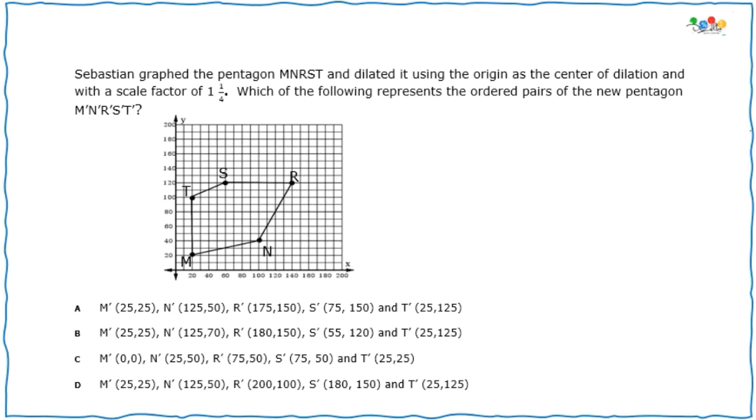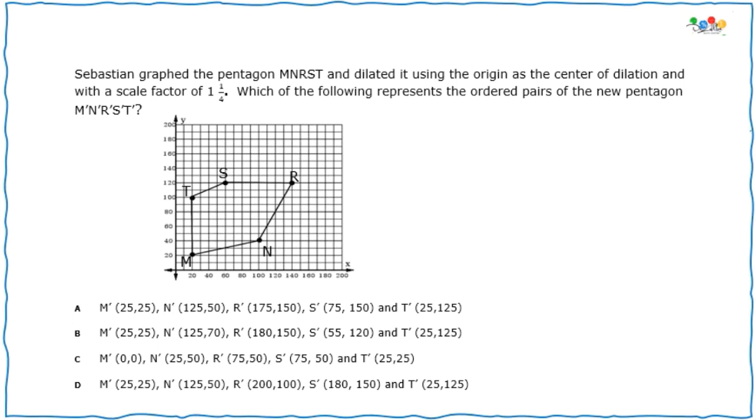Sebastian graphed the pentagon MNRST and dilated it using the origin as the center of dilation and with a scale factor of 1 1/4. Which of the following represents the ordered pair of the new pentagon M prime, N prime, R prime, S prime, T prime? Okay, so let's see what is given to me.